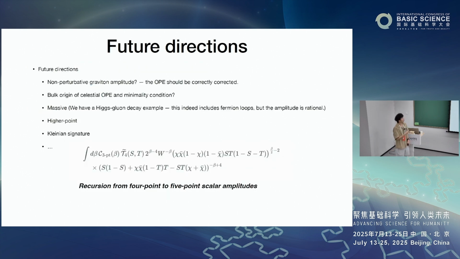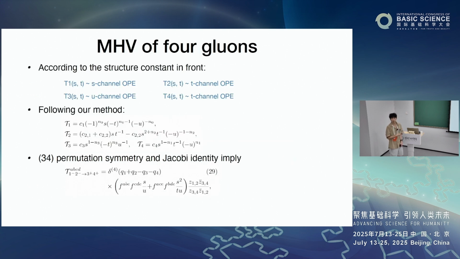Okay. So finally, let me give you some future directions. First, the relation we found between the T and the C is purely non-perturbative. Okay, this is a non-perturbative relation. Which means if we can find a way to fix the C non-perturbatively, we will get the T non-perturbatively. Here in our work, we only get the tree level results.